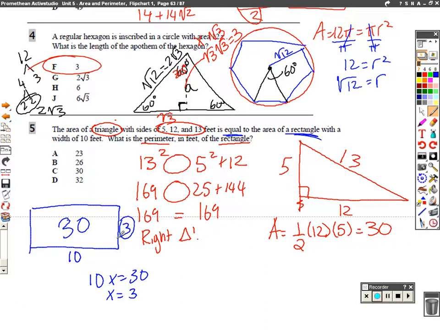If that's 3, this is 3. And this is 10 because opposite sides are congruent. And the perimeter is when I add all those up, 3 plus 10 plus 3 plus 10, which is going to be 26. So that is our perimeter.